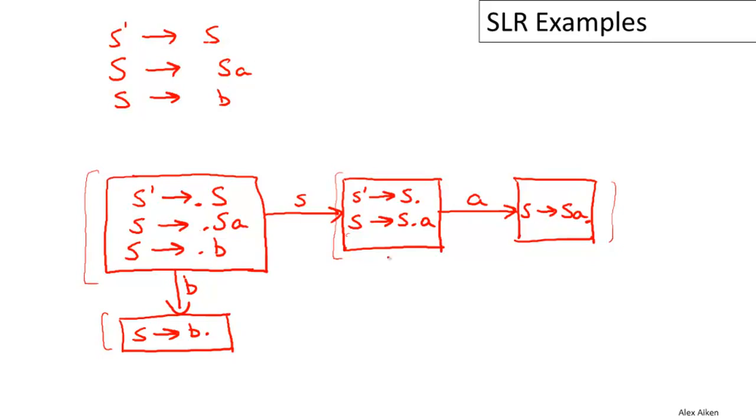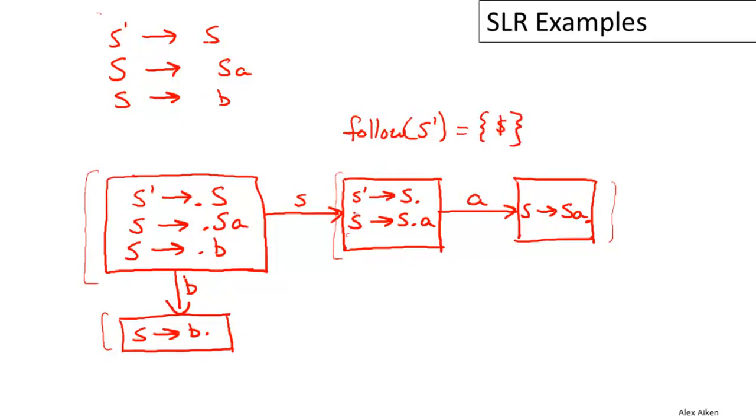middle state. Okay, and here we could either reduce by S prime goes to S dot, or we could shift an A onto the stack. And the question is, what is in the follow of S prime? So what can follow S prime in the grammar? And if we look back up at our grammar, we'll see that nothing can follow S prime. S prime is the start symbol, and so in fact the only thing in the follow of S prime is the end of the input.